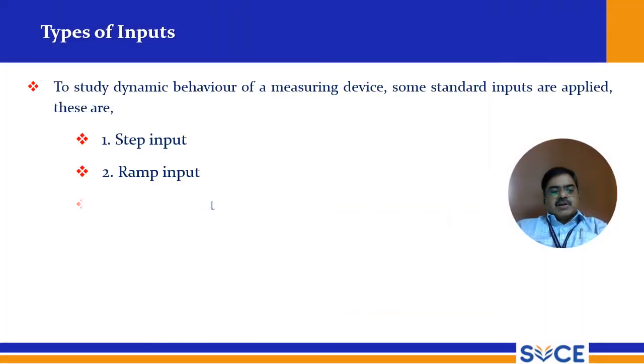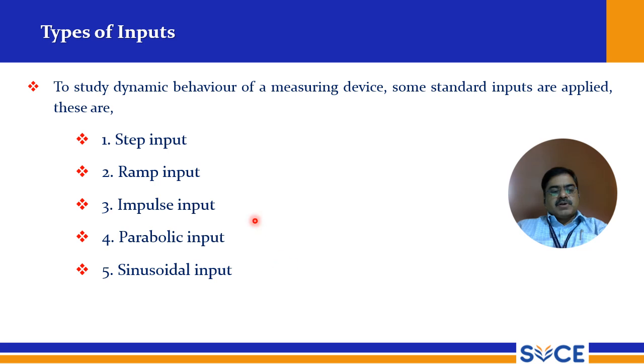Types of inputs: there are five types. One is step input, ramp input, impulse input, parabolic input, and sinusoidal input. Step input is just like a switch. So you are just switching it on, and the output will keep on existing. Ramp input: a gradually increasing input is a ramp input. Impulse input is a pulse input. Parabolic input: the input is in the form of a parabolic curve, whereas sinusoidal input is an alternating curve. So it is like AC supply.